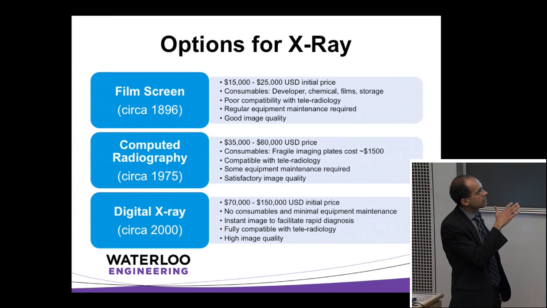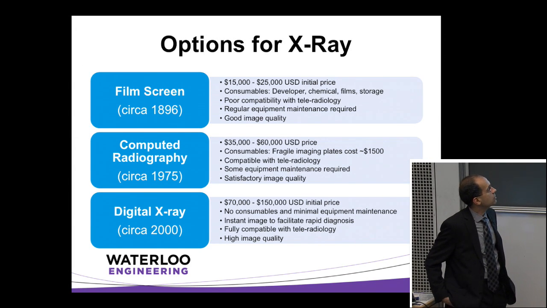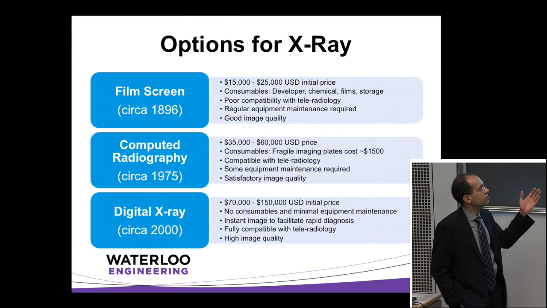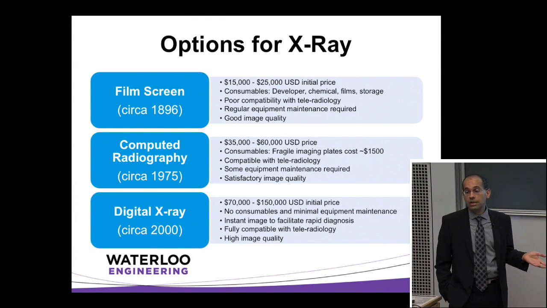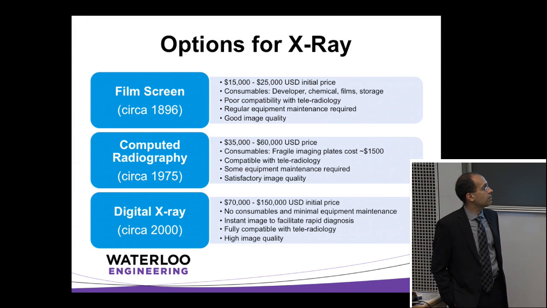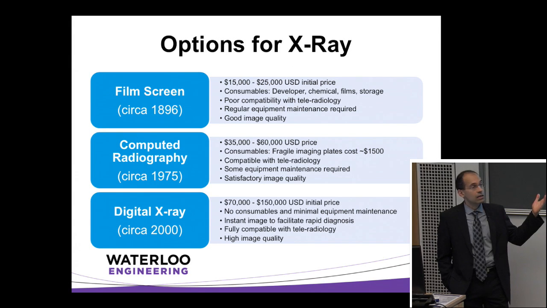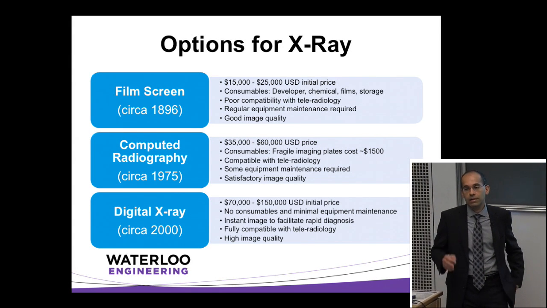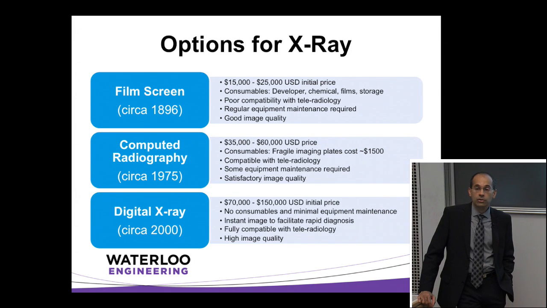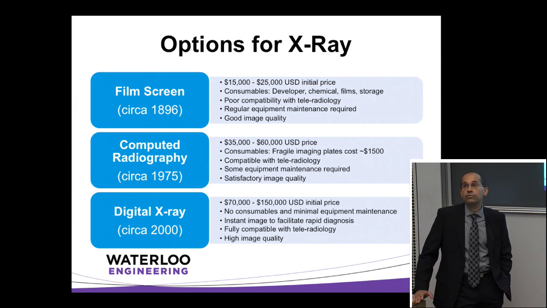Over the years, the price has changed quite a bit. Today, you could probably get a decent chest X-ray system for anywhere between 70 and 150,000 US. There are no consumables. It's just like your digital camera, right? The image is instantaneous. It's fully compatible with teleradiology, and what I mean by that is you can email the image, colloquially speaking, to a doctor who doesn't have to be in the same location as you are, right? So then you can get a diagnosis remotely.